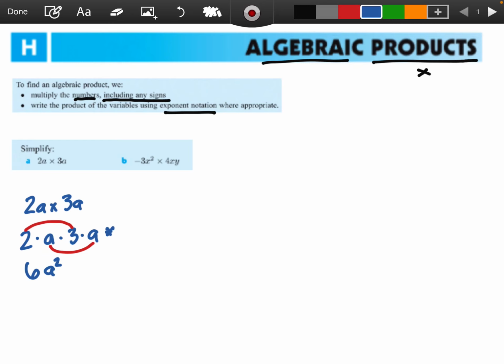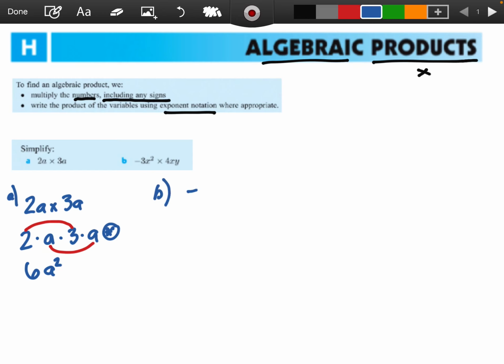Some of you may find this step helpful, and some of you may not require that step. Either is fine. Obviously, we're trying to get you to the point where that step isn't required, but if it is for the moment, totally fine. Okay, let's look at the second example.